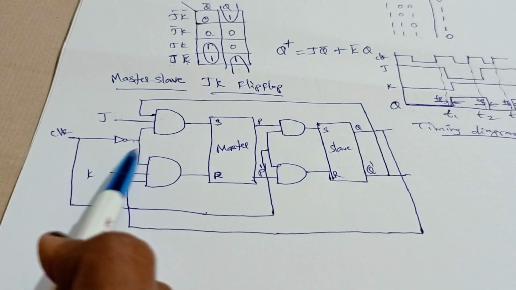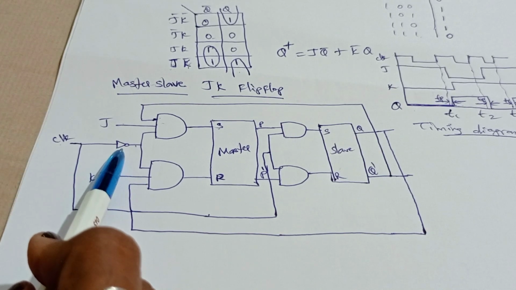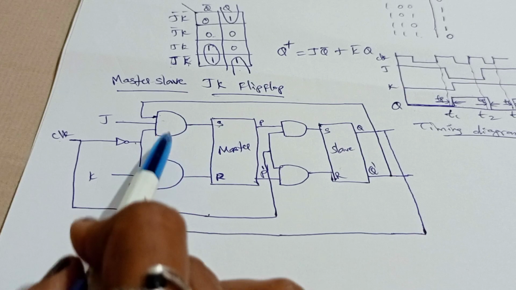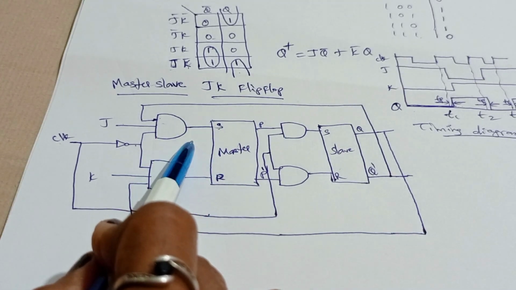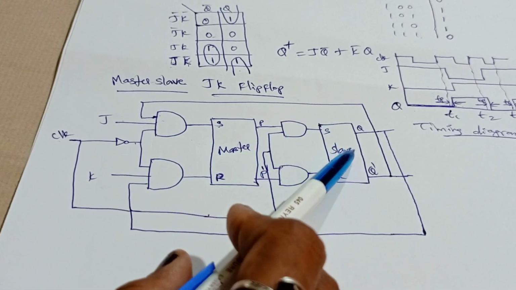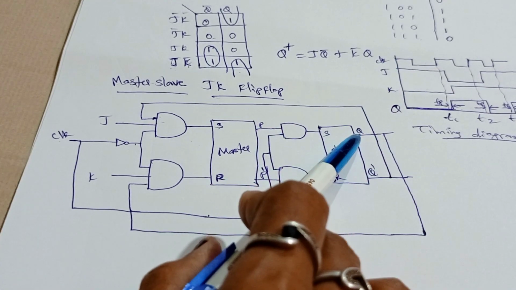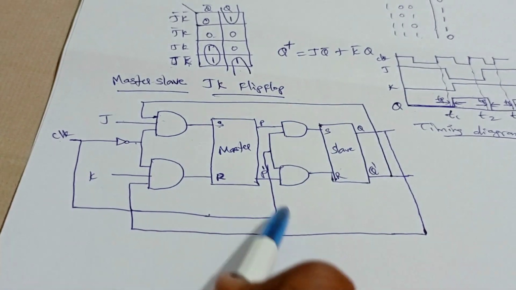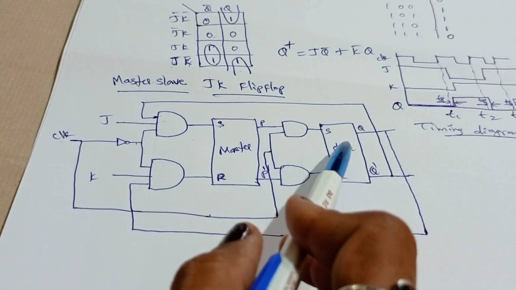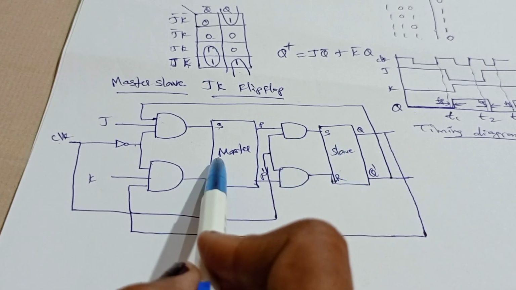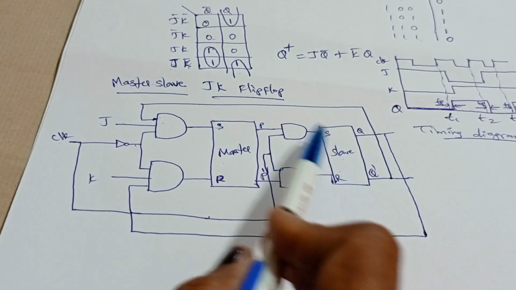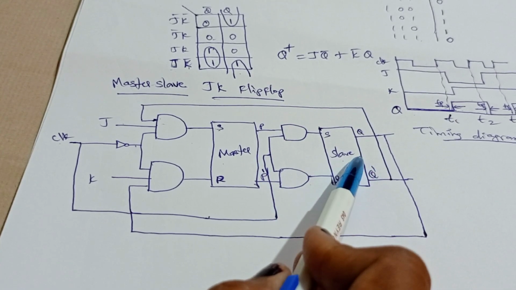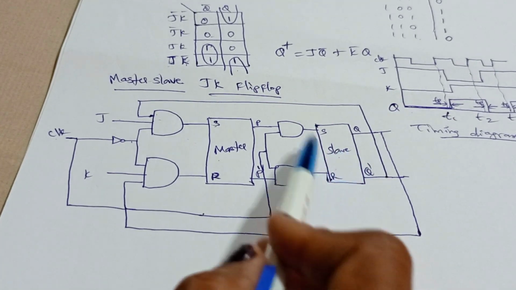When you are applying here inverted clock, once the master is working, that is it gives the output, and slave is holding the previous Q output values. When slave is active for the clock pulse, next clock pulse, now master transfers the output through these gates, and now Q will be considered activated.